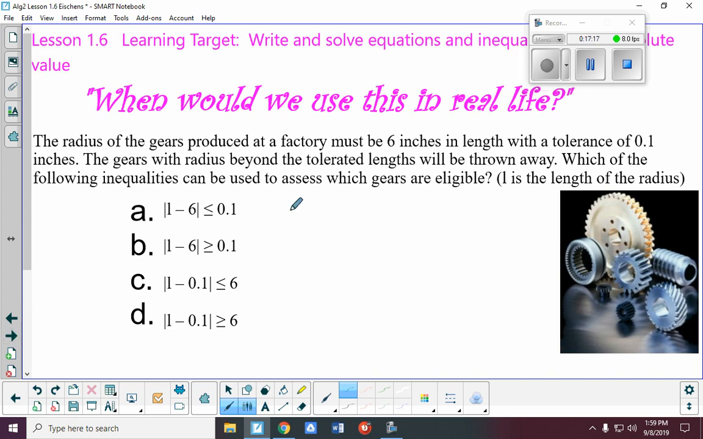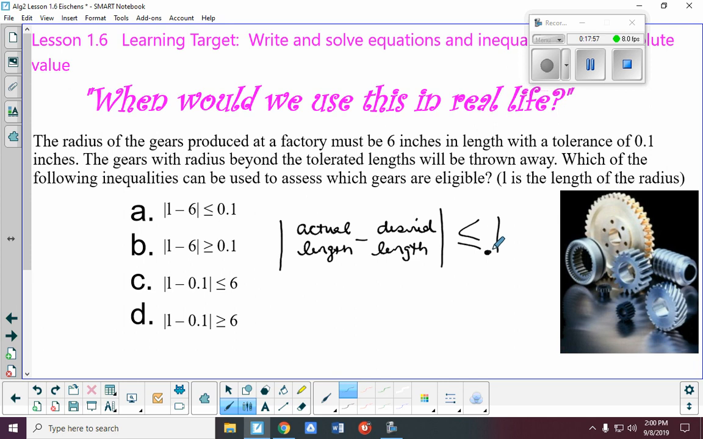So the way that we do problems like this is we're looking to see how far away the actual gear that we're testing is from what we want it to be. So the formula is you take the actual length of the object you're looking at, and we subtract the desired length, what we want it to be. And we take the absolute value because we always want that to be a positive number. And in this case, it says it has to be within 1/10 of an inch. So it either has to be less than 1/10 or equal to 1/10 of an inch.